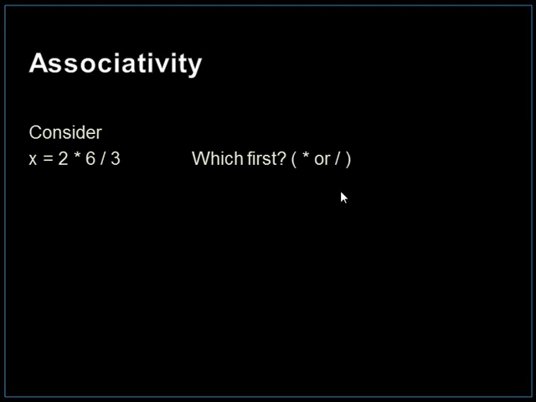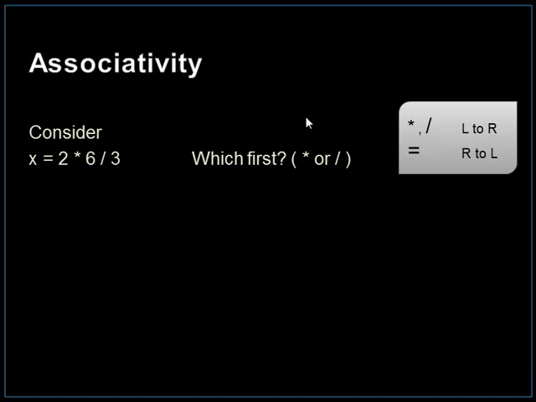Associativity comes to the rescue when you have confusion upon which operator to operate upon first. Consider this expression: x equals 2 into 6 by 3. Now there is a confusion between which to solve first, multiplication or division, because in the C priority level, multiplication and division are on the same level of hierarchy. So which to solve first? Here comes associativity to your rescue.